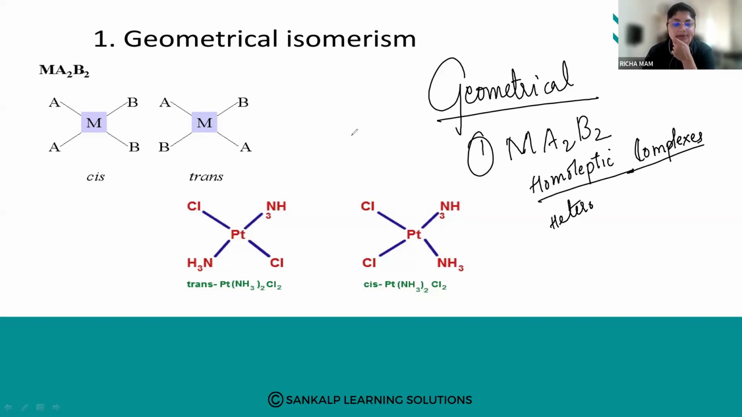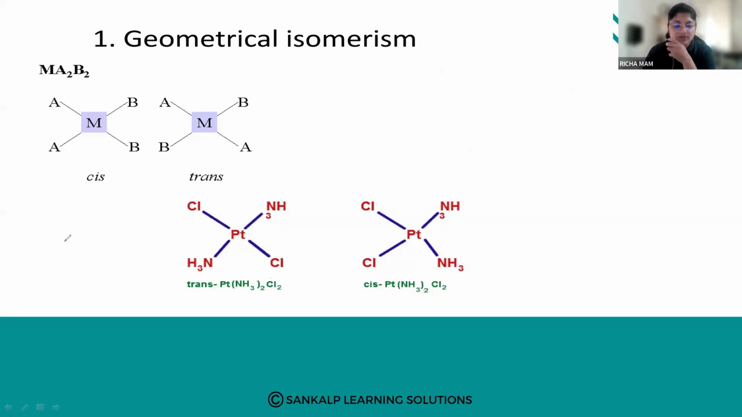So in heteroleptic complexes, if the ligands are on the adjacent side, then they give rise to cis arrangement. If the ligands are on the opposite side, then they give rise to trans arrangement. So this much you need to know.